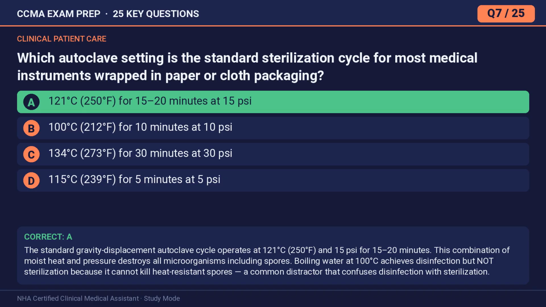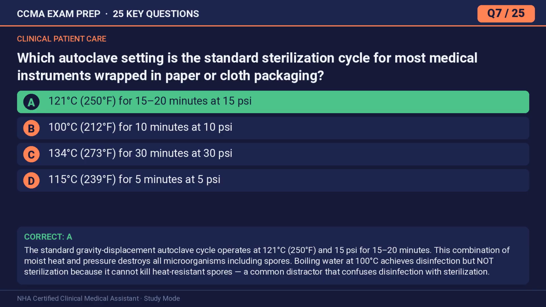A medical assistant places a patient in the Fowler's position. Which best describes this position? A. Patient lying flat on the back with legs elevated. B. Patient lying on the left side with right knee drawn up. C. Patient lying on the back with the head of the exam table elevated 45 to 60 degrees. Or D. Patient lying face down on the abdomen.